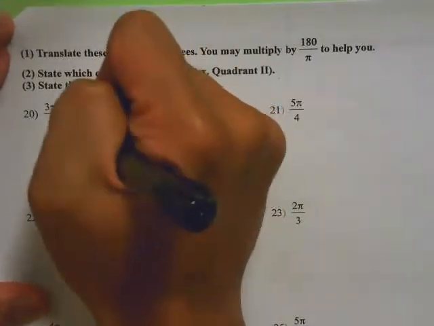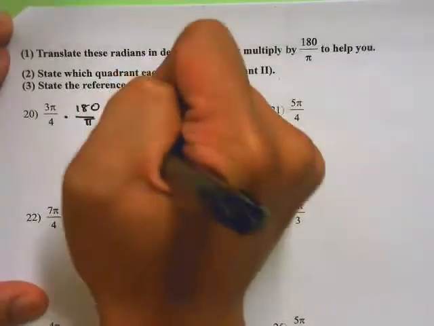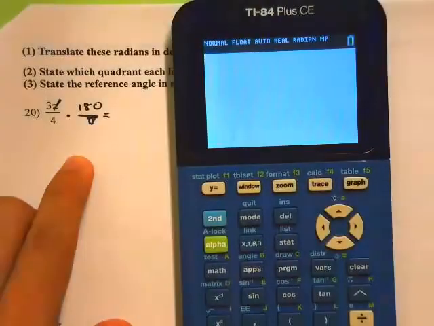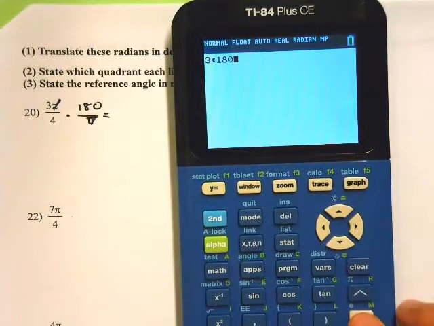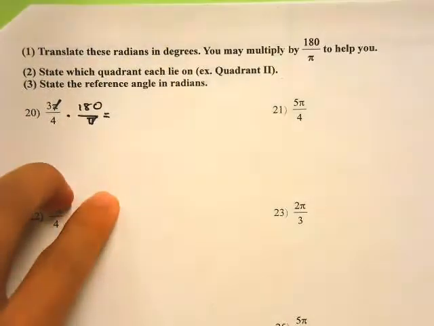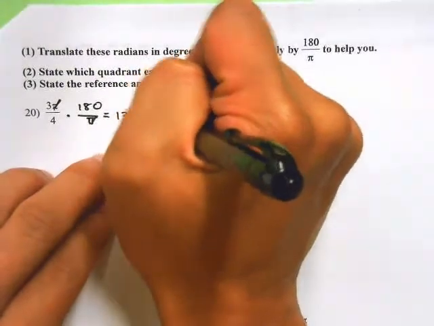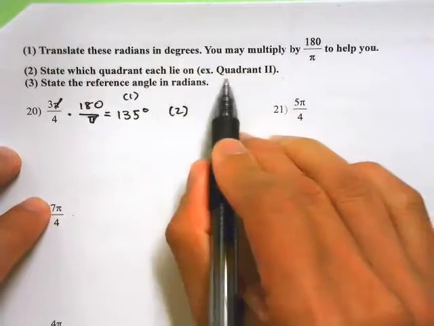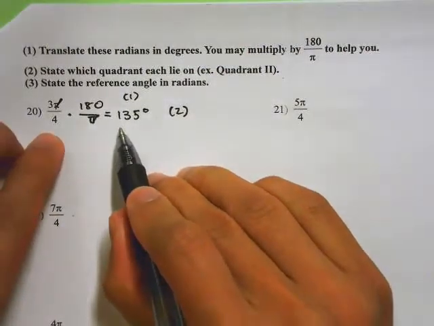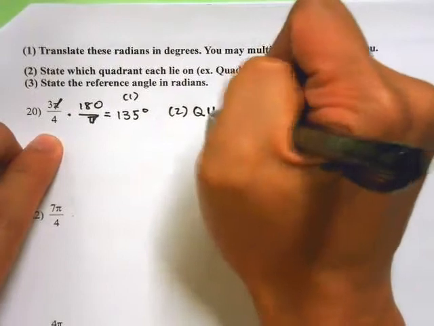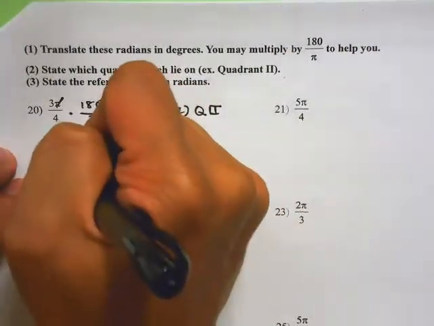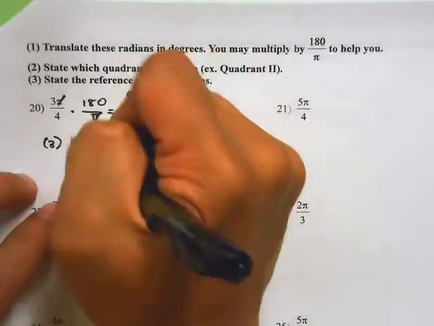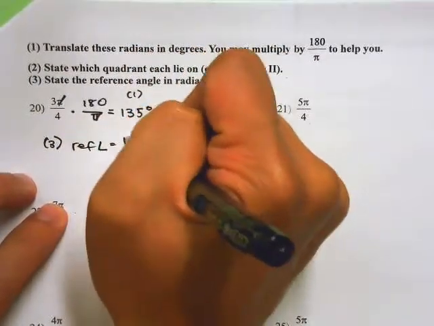For number 1, I'm going to multiply by 180 over pi so that I know what degree that is. Let's go 3 times 180 divided by 4. So this is 135 degrees. Then 2, state which quadrant that's on. 135 degrees, or 3 pi over 4, is in quadrant 2. State the reference angle in radians. Because the denominator has a 4, your reference angle is going to be pi over 4.